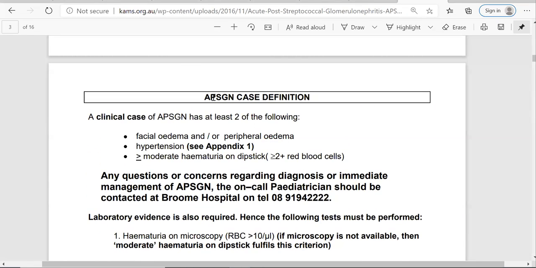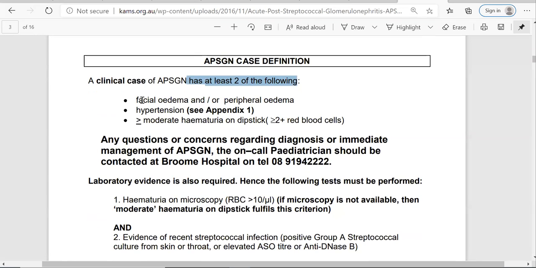To diagnose acute post-streptococcal glomerulonephritis, you have to have at least two of the following: facial edema or peripheral edema, hypertension, or hematuria on dipstick. So any two of these three should be there: hypertension, hematuria, or peripheral and facial edema. Our patient has only one, that means only ankle edema. Now I need at least one more.